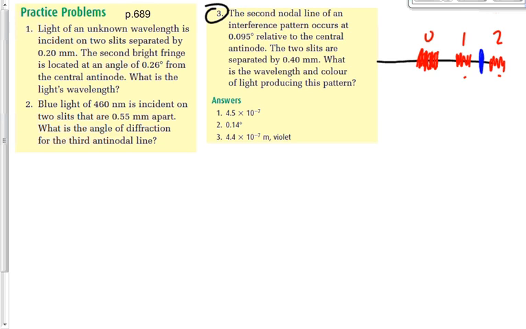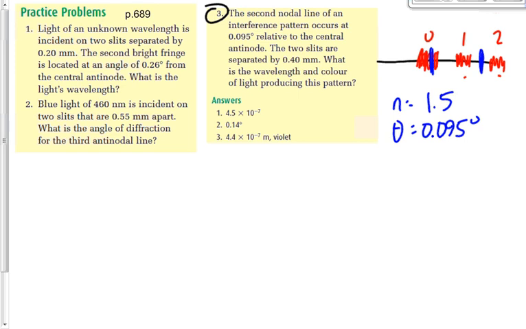It's 0.095 degrees relative to the central antinode. So we're going from the central to the second node. We're going from 0 to 1.5. What's n going to be there? What's 1.5 minus 0? 1.5. So n is going to be 1.5. Theta is 0.095 degrees. Now that's a tiny, tiny angle, right? That means that either of those equations would be applicable here. But listen, if you've got the angle, why would you try to use the one without the angle, even though it is valid in this situation?